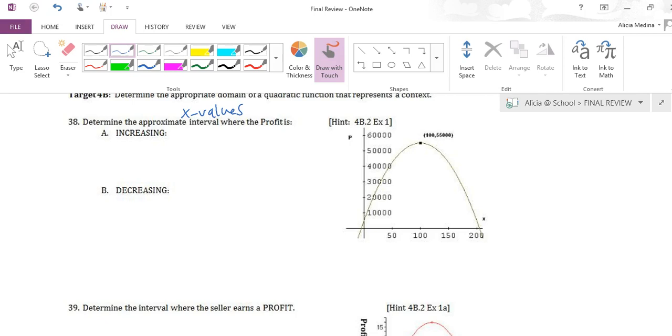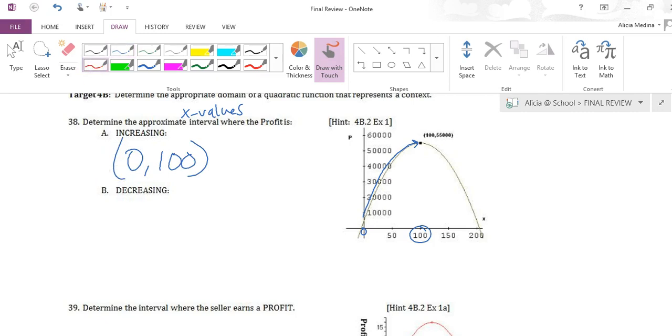It's asking us, oh, not just profit. We want to look for increasing. So increasing is where our graph is going up. So it is going up until we get to this vertex point. So between which x values? That's going to be from 0 to 100. It is increasing. So 0 to 100, it is going up.